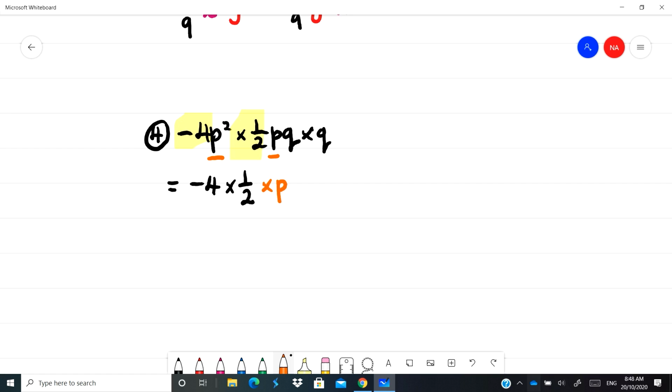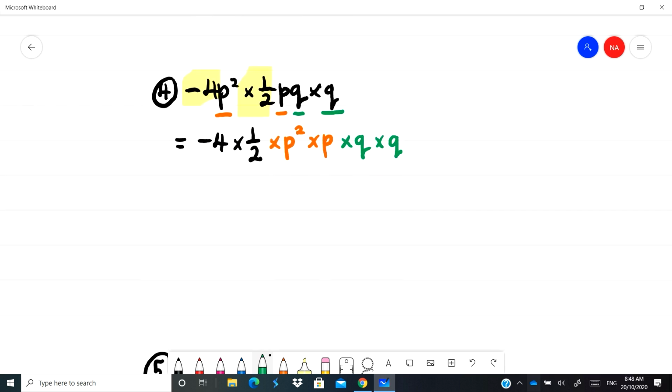Now saya nak cepat sikit. So we'll just write p square multiplied by p. Now I'm going to q. So we'll have q multiplied by q. Something like this. So now we will have negative 4 multiplied by 1 over 2 will have negative 2. Look at your p now. So you ada p ni, p kuasa 2 darab p. P kuasa 2 maksudnya p 2 kali. So darab lagi 1 p, so jadi 3 dah p sekarang.